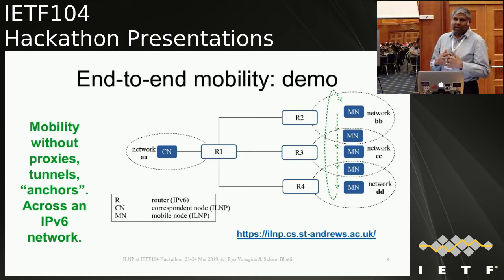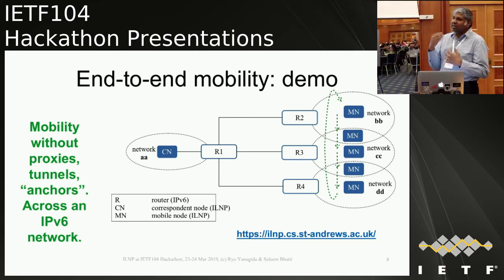So this is the little mini testbed we have, which is currently at the back and it's been torn down, but will be at the hack demo session tomorrow. And the blue nodes, the correspondent node and the mobile node, are ILNP enabled, and they're communicating across a set of routers that are IPv6 only. They don't know about ILNP at all.